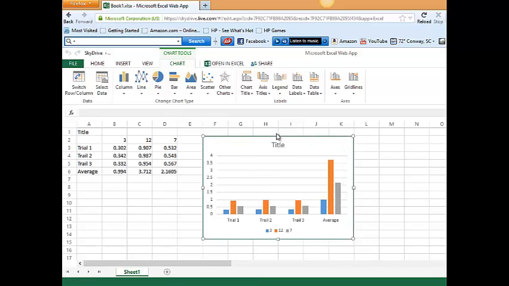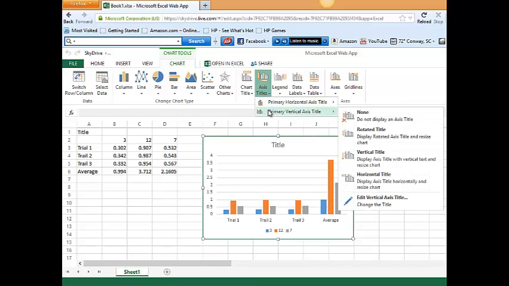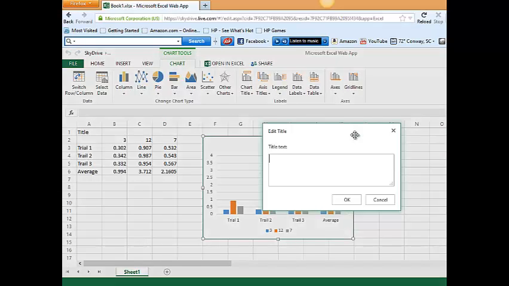Remember, SkyDrive does not have clipboard controls, so you must use the keyboard controls to copy and paste your lab report.